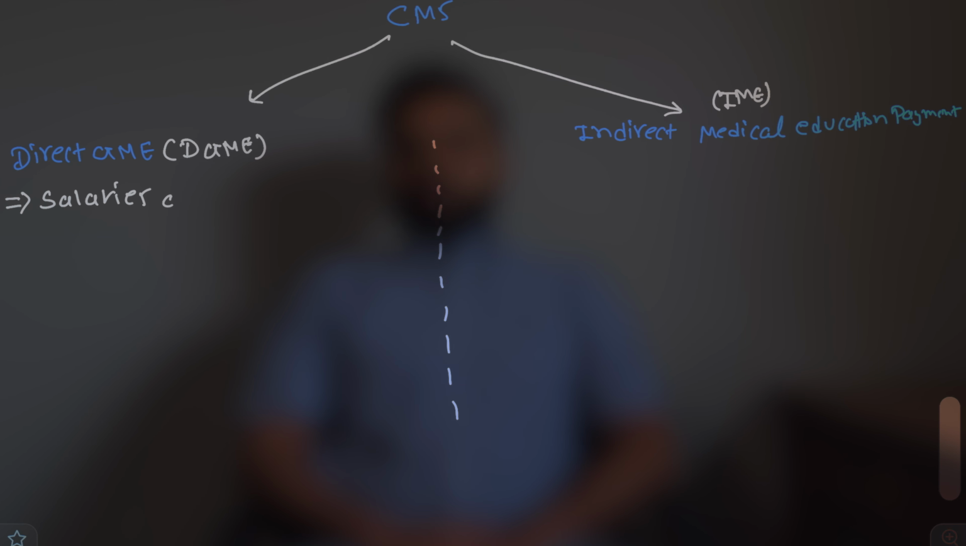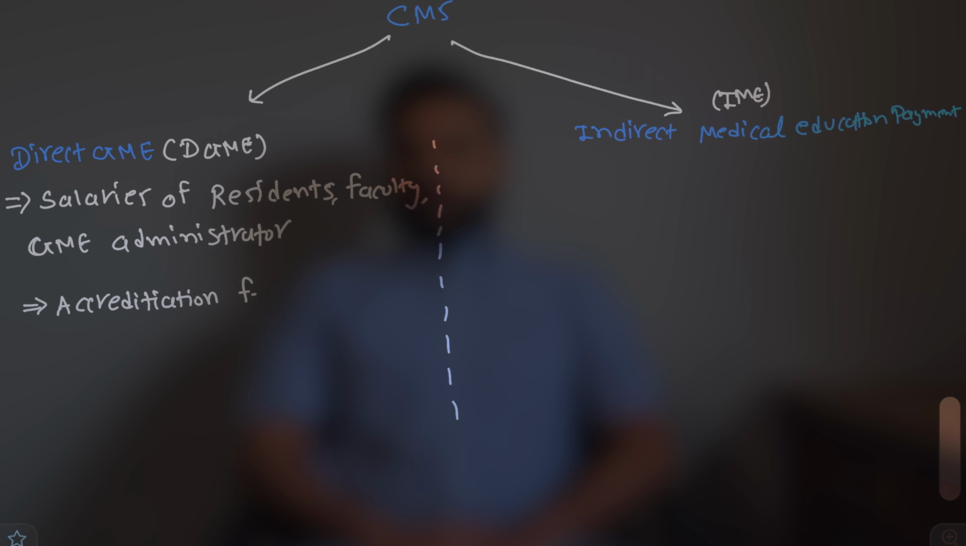DGME is a payment to cover expenses of resident salary, faculty salary, salary of the GME office administrator, accreditation fees, accreditation advisor, etc. In 2016, Medicare paid a total of $3.79 billion in direct graduate medical education funds. The amount that a hospital receives varies from hospital to hospital based on that hospital's inpatient Medicare beneficiaries and some other variables too.